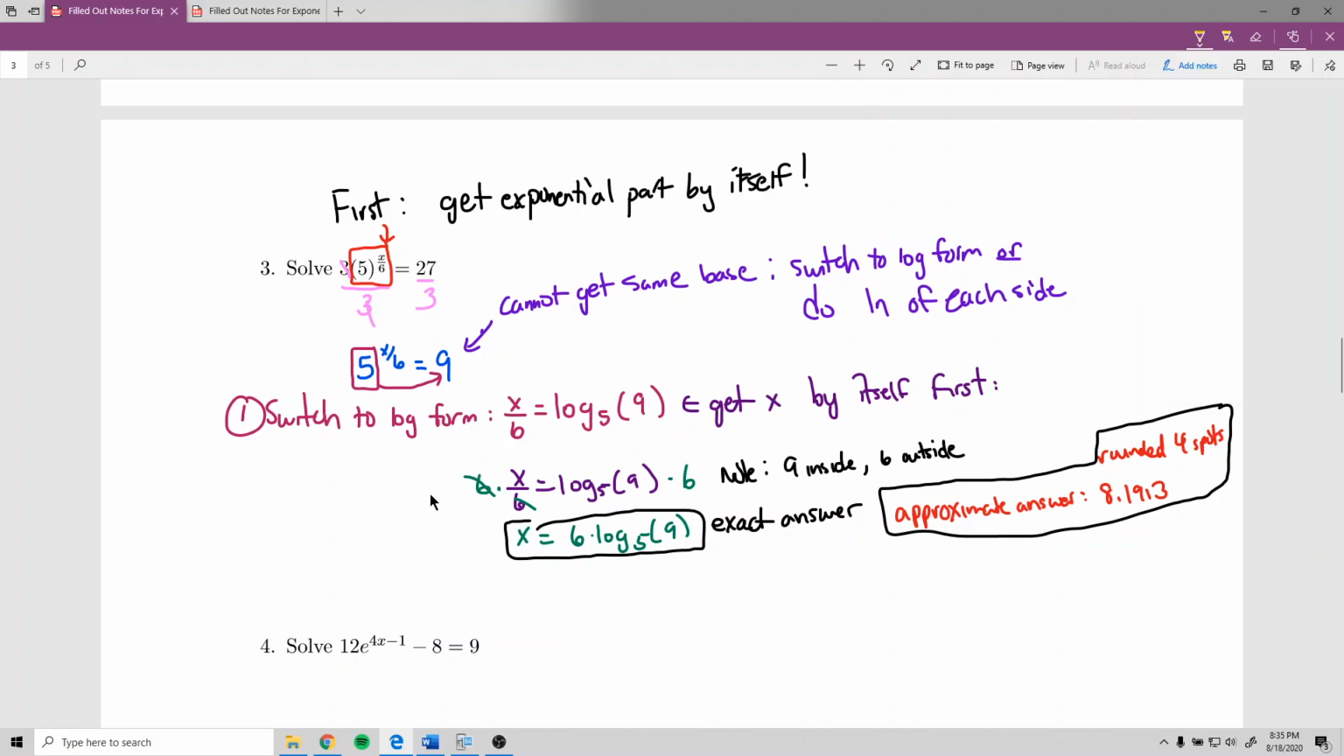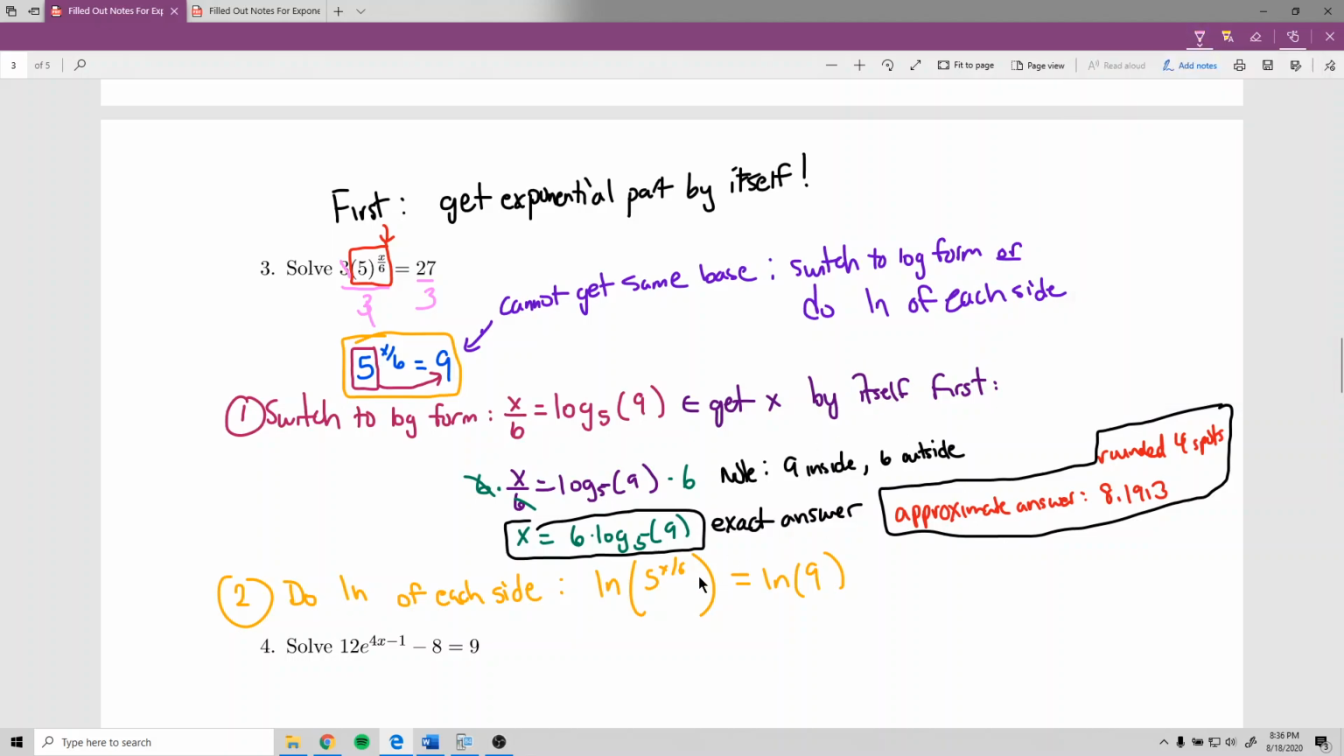So the second way to do it is, I'm going to take it from here again and do the natural log of each side. Most people like doing it this way because it feels more like doing the same thing every time. So very literally what you start with is put both sides in a natural log. So we have the natural log of 5 to the x divided by 6 equals the natural log of 9.